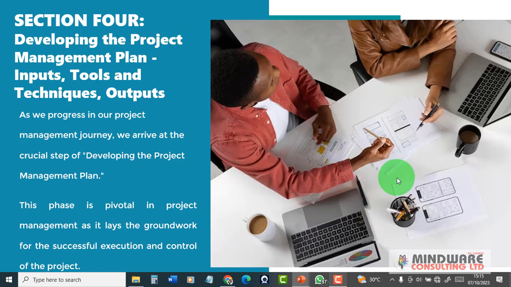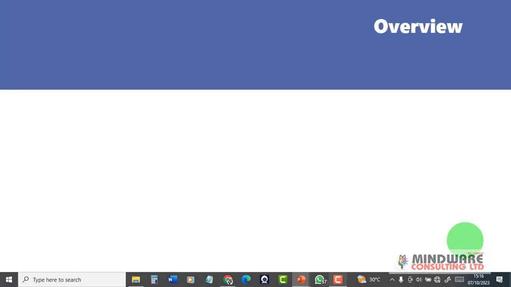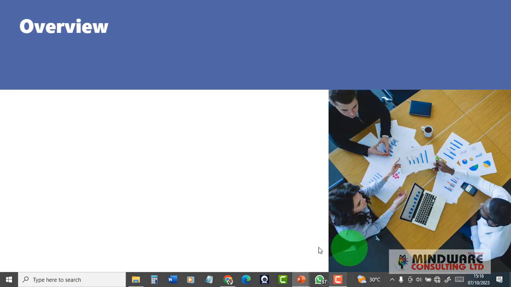What are the inputs that you require to do this work? All right, talking about the project management plan, your planning as a project manager, what are the inputs? What are the tools and techniques that you're going to be needing? And then the outputs of this particular phase. All right, so without further ado, let's jump right into the meat of the matter. Okay, so let's just look at an overview.